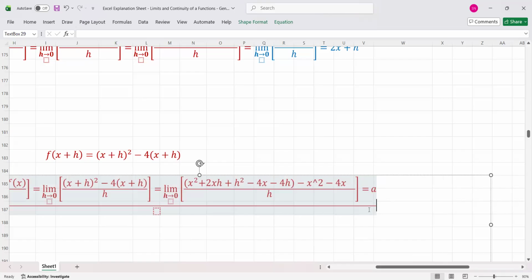Well, let me create the fraction first. Hey, editor.